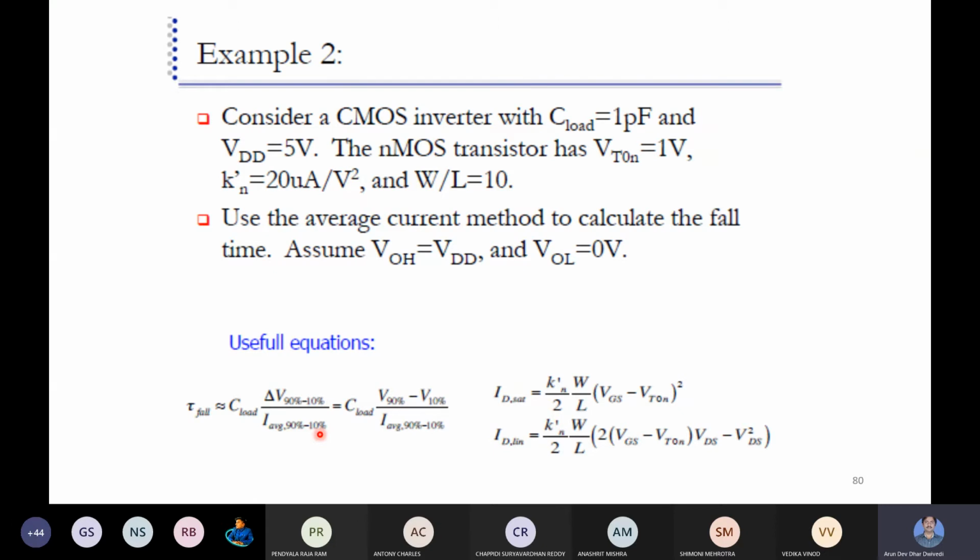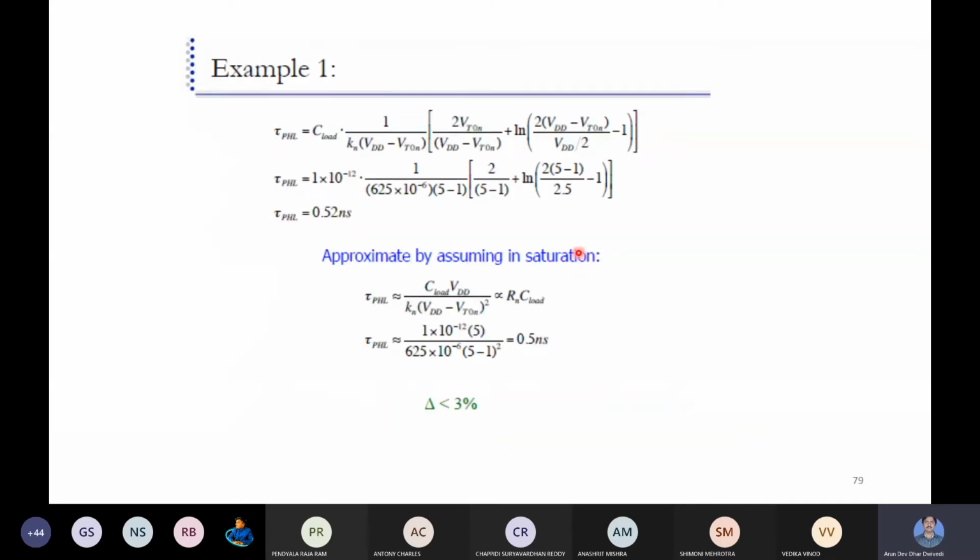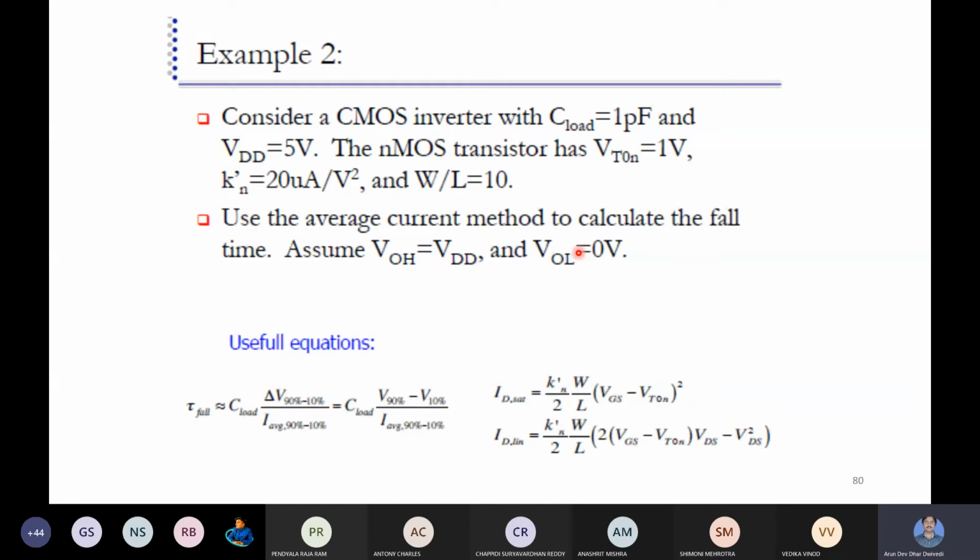And if you have to calculate delay TPHL, then in that case delta V will be taken from VOH up to V50%. The average current will be taken when the output was VOH initially, at that time what is the current, and when the output is 50%, what is the current. Added together and divided by 2. So this is the method, and we will apply it in this problem. So this one is done. Let us go to the second one.